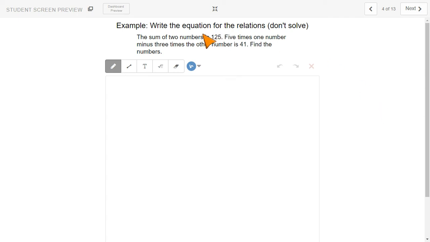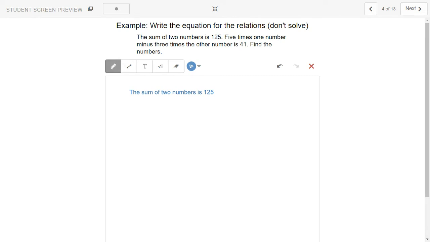Example 2. Write the equation for the relation. Don't solve. The sum of two numbers is 125. 5 times one number minus 3 times the other number is 41. Find the numbers. Now, there's a lot of information that's going on here. Let's take each one of these sentences and simplify them. So, the sum of two numbers is 125.